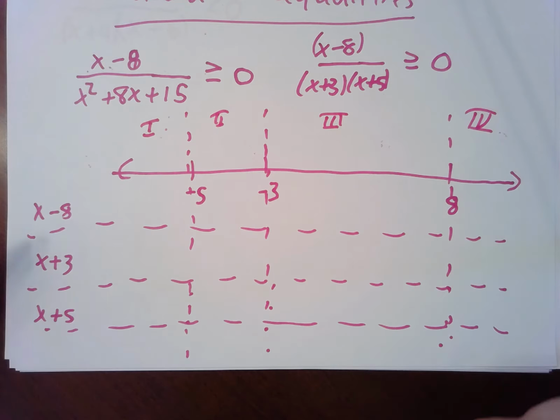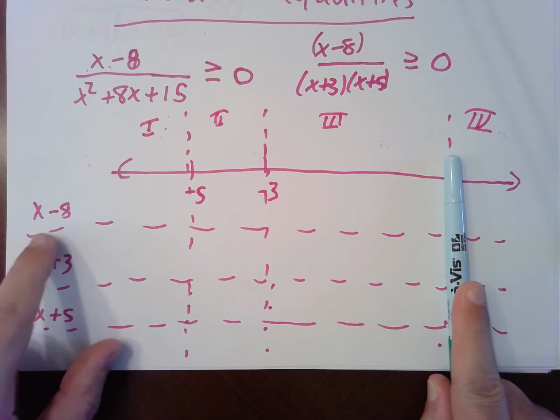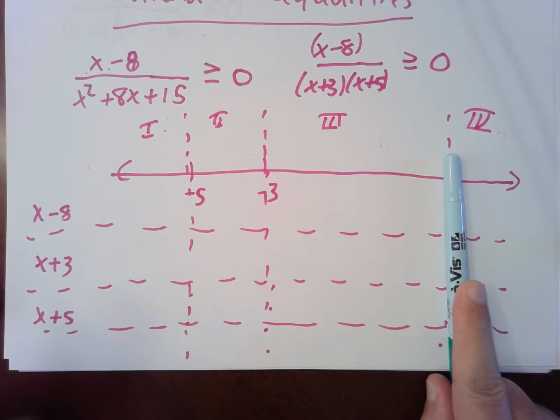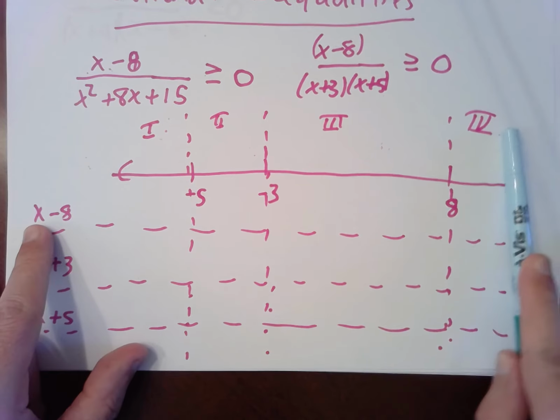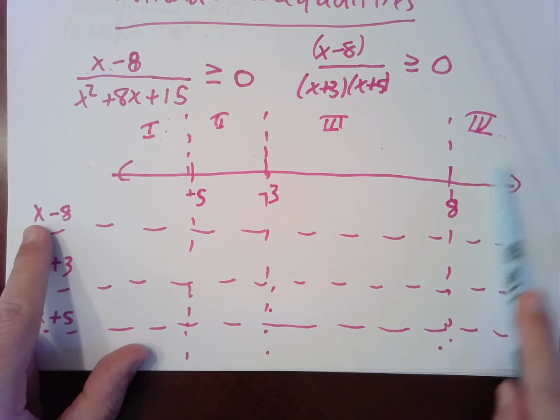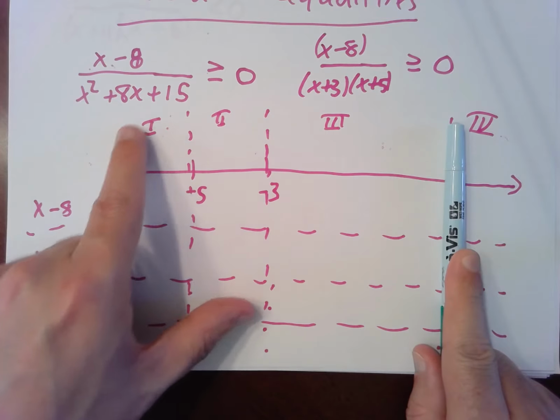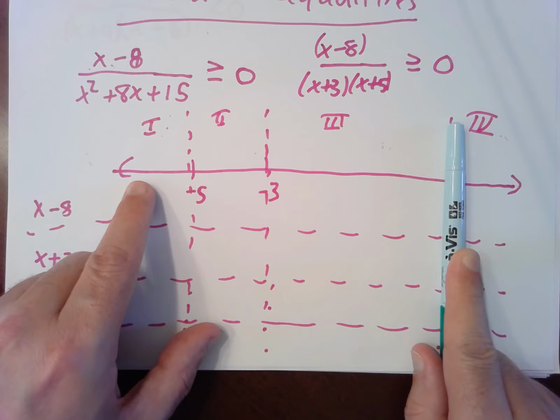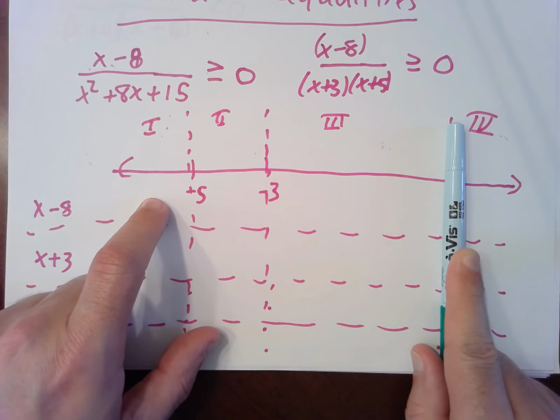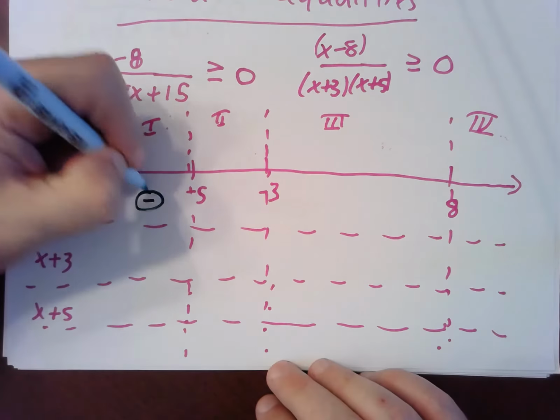Okay, each of these guys is going to switch from positive to negative, or negative to positive, only once. He's going to switch at 8 because that's what makes him 0. I mean, just think if you were to graph this, y equals x minus 8, that's a line that goes, ooh, it's negative before 8 and positive after 8. If you're not sure, plug in some x values. So in region 1 here, pick an x value. Anything less than negative 5. Say negative 6. Negative 6 minus 8 is a negative number.